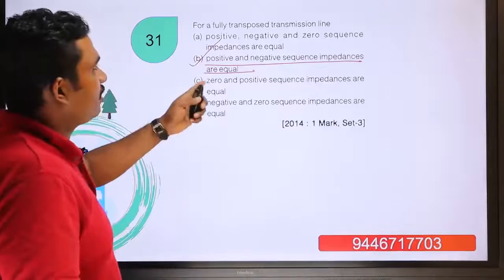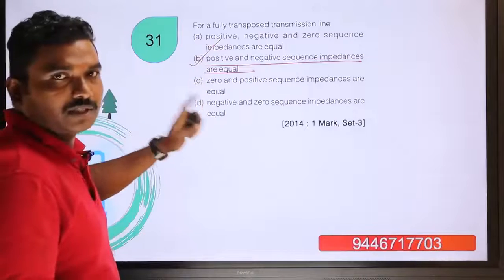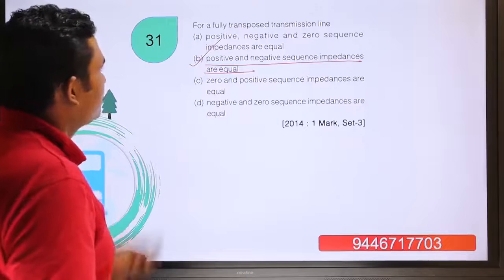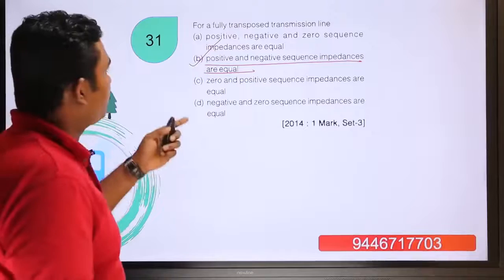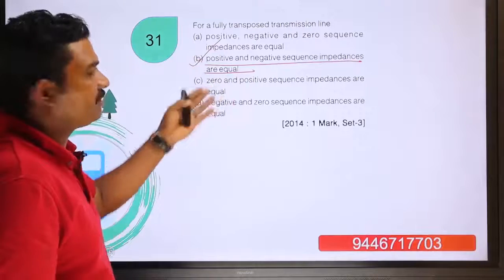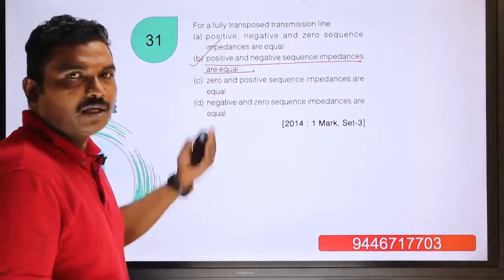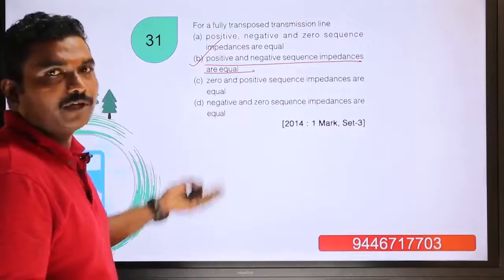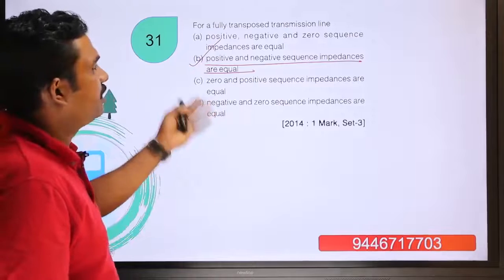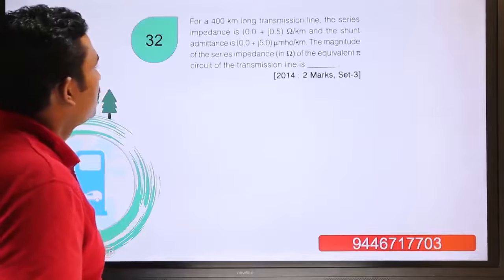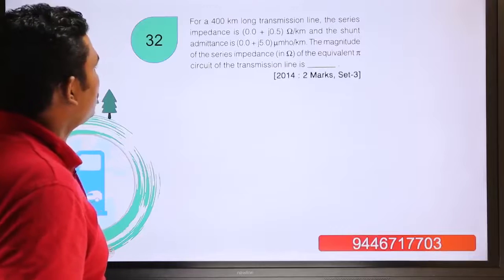So these are all theory portions that we have already discussed. I have already given you the conditions of positive, negative and zero sequence impedance of transformers, transmission lines, alternators, and also with respect to every fault condition we have derived the values of the positive, negative and zero sequence impedances. Now moving into question number 32.